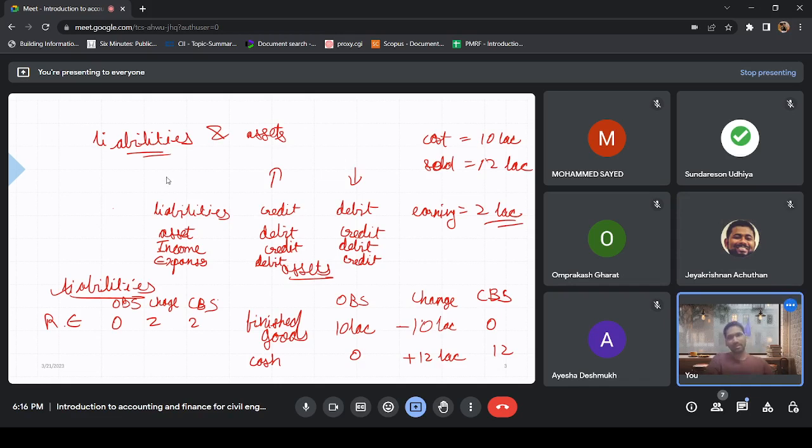Okay. So initially, right now you have cash of 12 lakh, right? Let's move on with this. You have cash of 12 lakh and, because debit is increasing, expense and debit. Okay, debit is increasing, it is an asset.